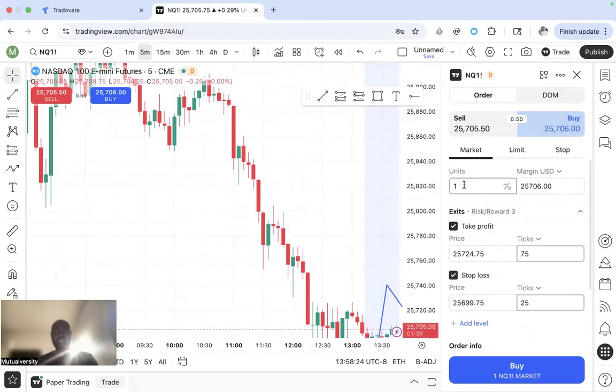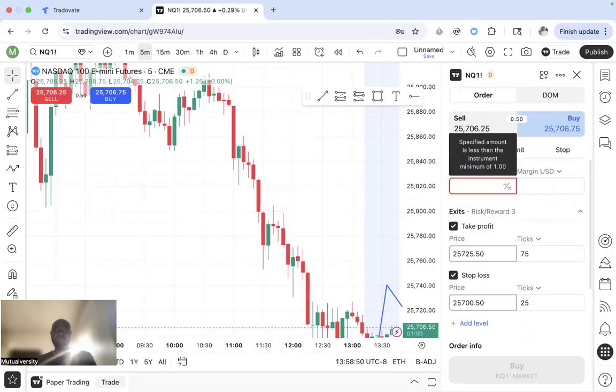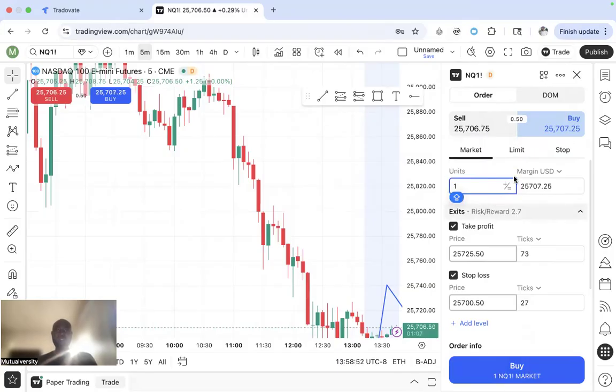And then the unit number here is the amount of contracts. So let's say this is one NASDAQ mini contract. Remember, each NASDAQ contract costs you $1,000 each. But for the micro NASDAQ MNQ, it just costs you $100 each contract. So you can always change this number of how many contracts you want. So let's say we just want one contract.